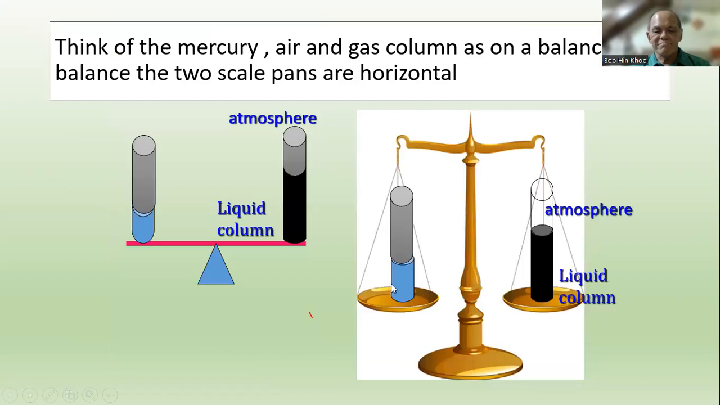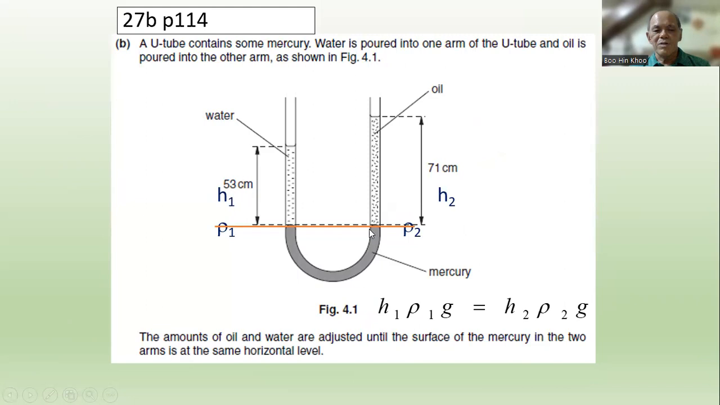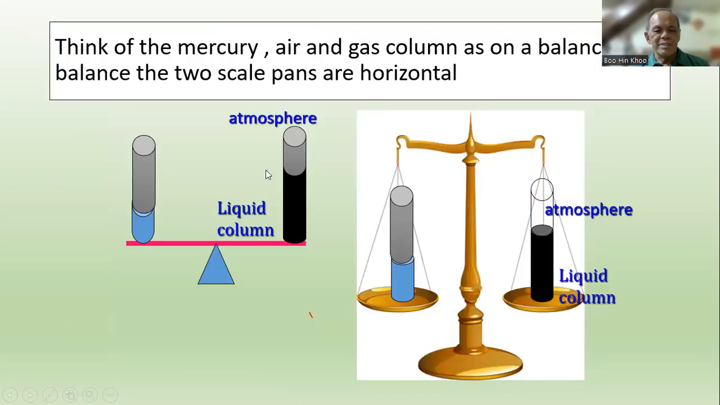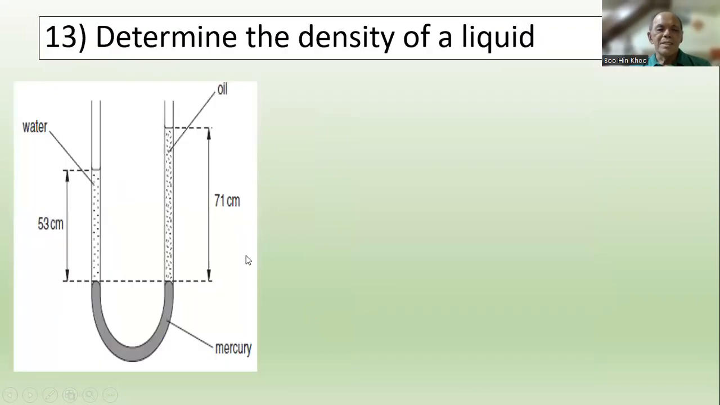It's just like a scale where you put the same on both sides. We're trying to balance it. There's your liquid column. There's your atmospheric pressure. There's your oil. There's your atmospheric pressure. There's your water or liquid, rho 1. Can draw that out now. They have different height. Can use the U-tube to determine the density of liquid.